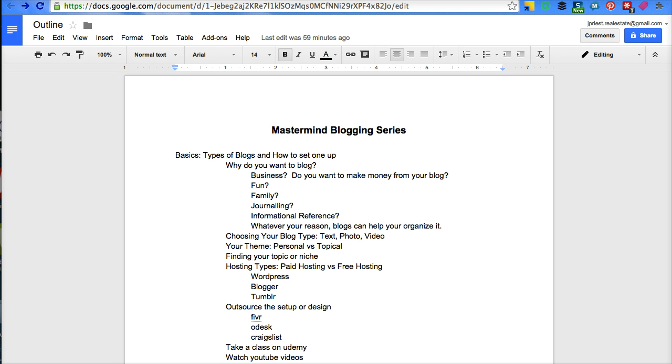So what are the different hosting types? There's paid hosting and there's free hosting, and by hosting I mean where your blog is going to sit. Web pages actually do live somewhere. They're not just ethereal out there in the ones and zeros. They live on something called a server, and whoever owns that server is either giving it to you for free for something, or they're letting you live on their server for money.